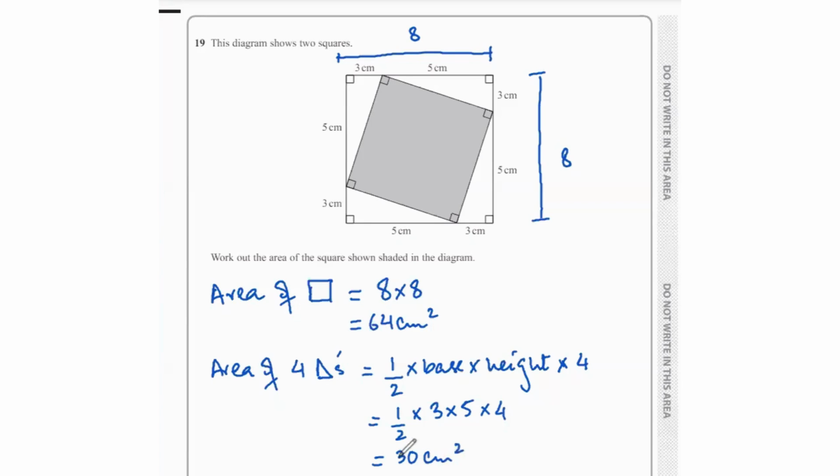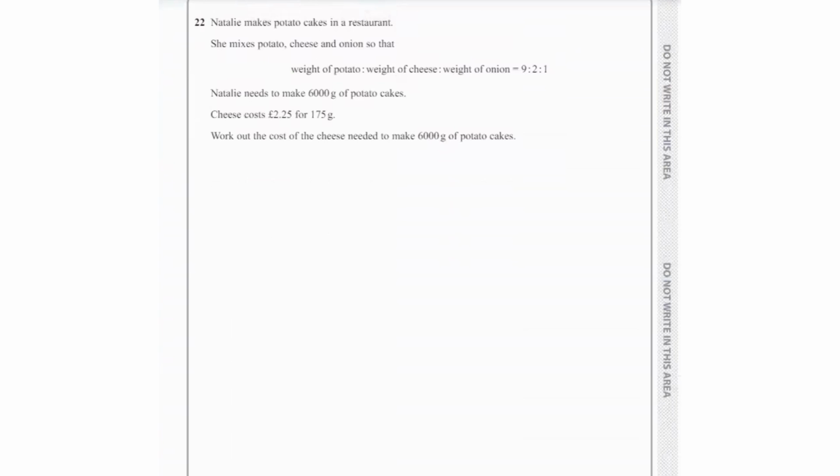square. Now to find the area of the shaded square, we can subtract these two areas, and that would give us the shaded area. So area of the shaded square is 64 minus 30, and that's going to be 34 centimeters square. That is your answer.